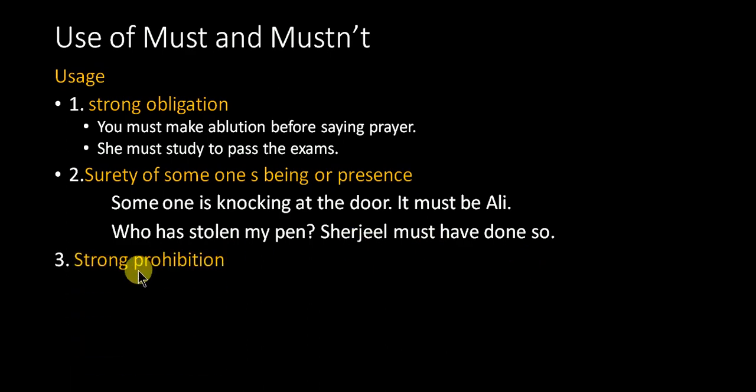The next usage is strong prohibitions. Prohibit means to forbid someone, to stop someone from doing something, okay. This is strong prohibition. Just like strong obligation, where you command, where you order to do something, here prohibition is the command not to do something. Understand? Let's see the example.